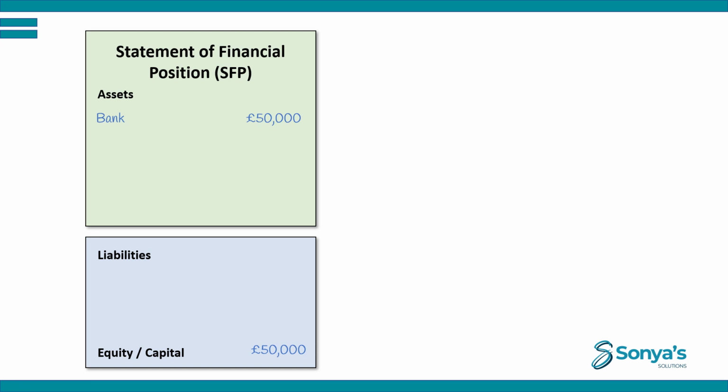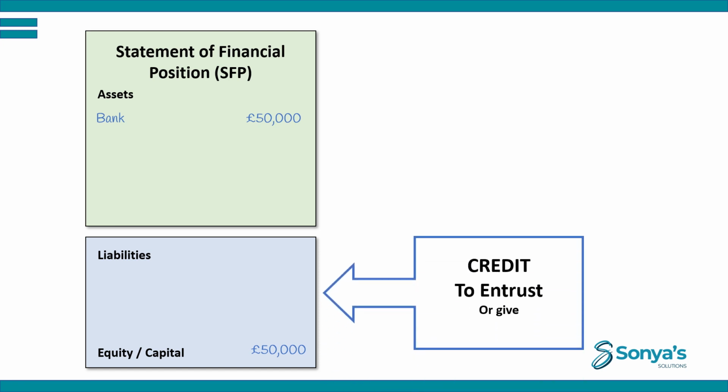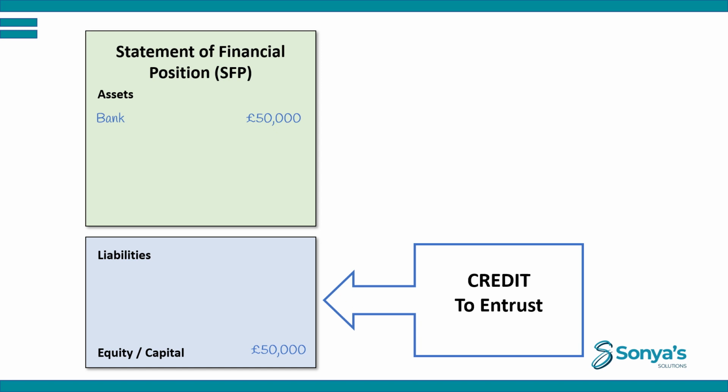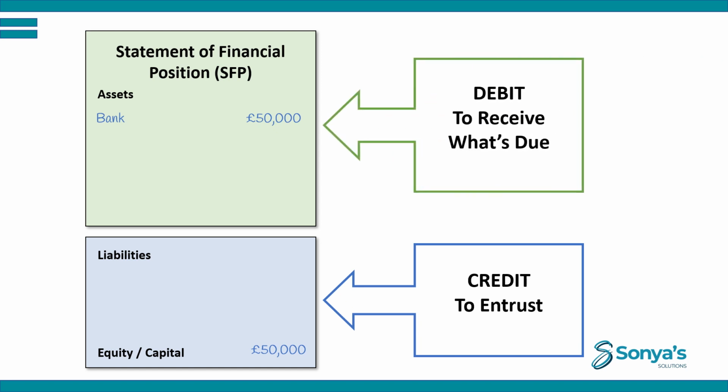The double entry bookkeeping system is ancient. The words debit and credit come from the Latin language and have unique meaning in accounting. There are several interpretations of the words. Most commonly, credit is thought to mean entrusted or given. In this example, £50,000 has been entrusted to the business. And a debit record shows what's been received for which something must be due. The business has received £50,000.